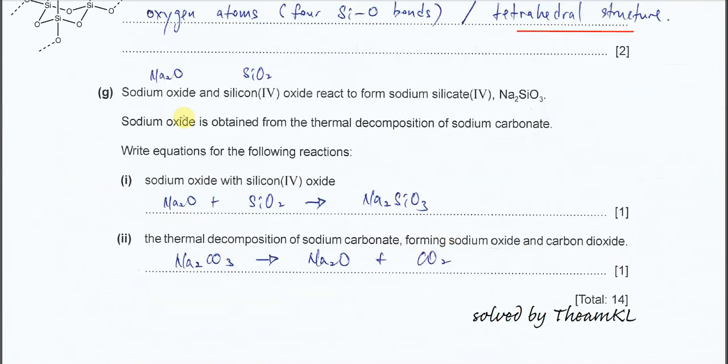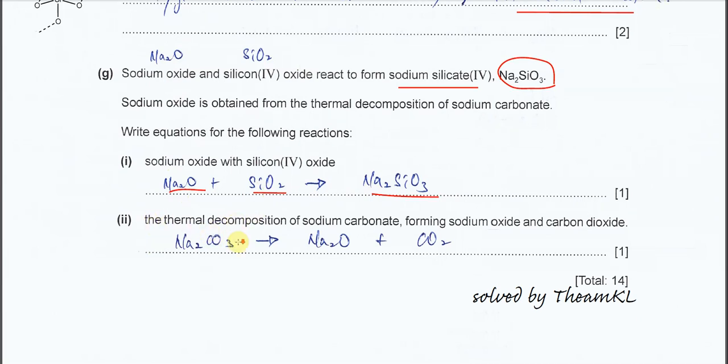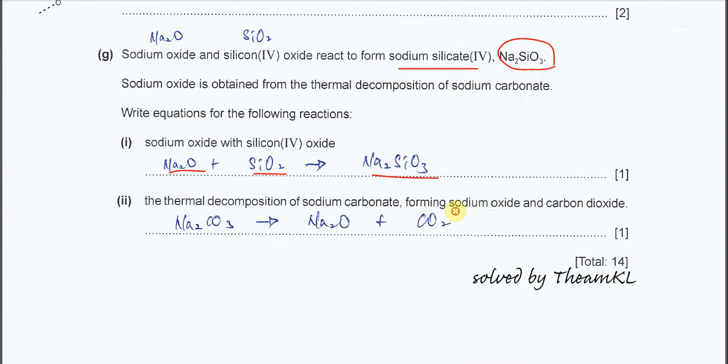Part G. Sodium oxide, Na2O, and silicon(IV) oxide, SiO2, react to form sodium silicate. The formula is already given. So for part 1, you just need to give the equation, following this statement. This one reacts with this to form sodium silicate. It's not easy. Part 2, the thermal decomposition of sodium carbonate forming sodium oxide and carbon dioxide, also needs to follow the statement. So carbonate will form oxide and CO2. That's all for this question. Thank you.